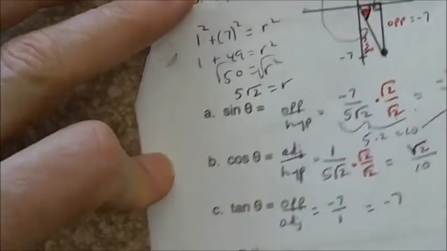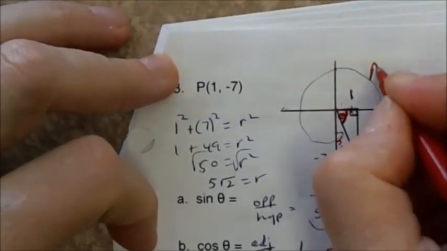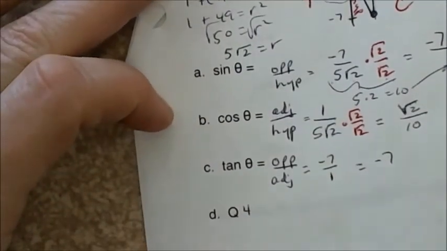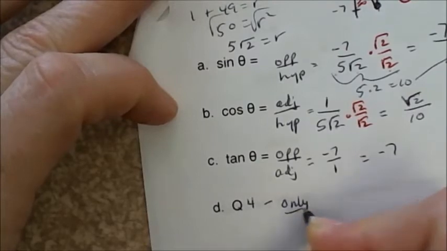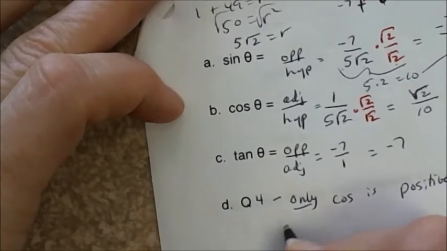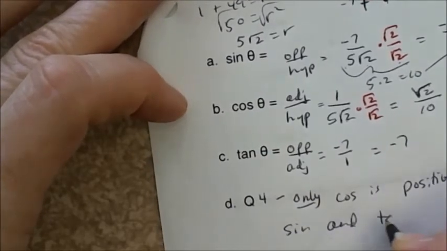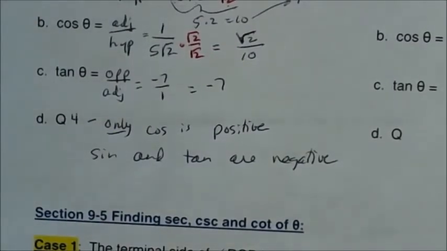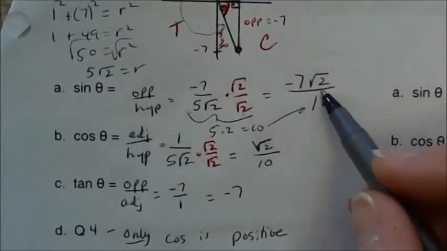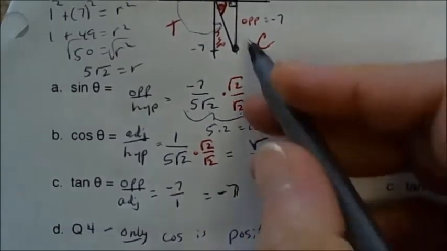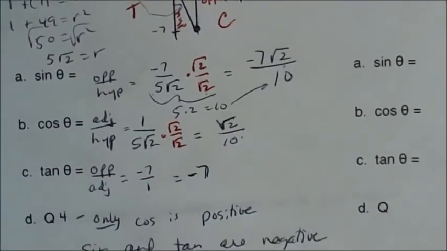And remember, with all students take chemistry, all students take chemistry, in quadrant 4, only the cosine is positive, which means sine and tangent are negative. And that's what happened here. The sine was negative, the cosine was positive, and the tangent is negative. And it all has to do with whether the x or y values are negative or not.